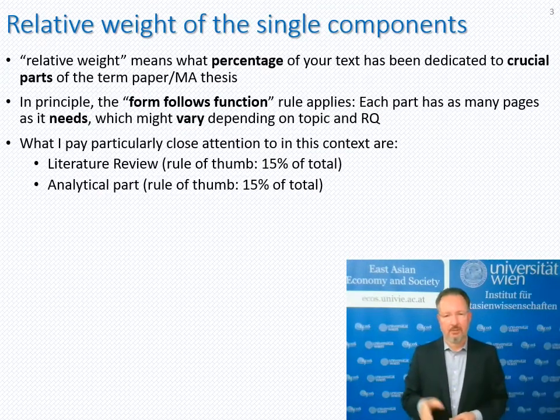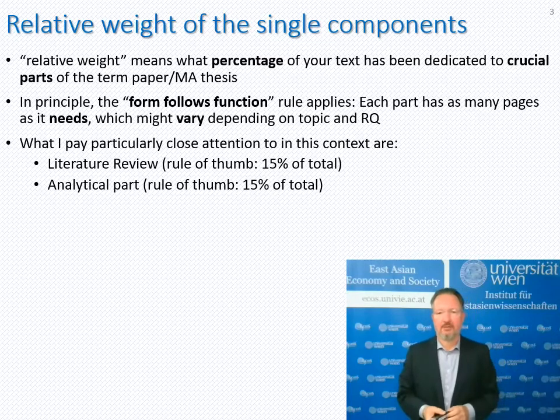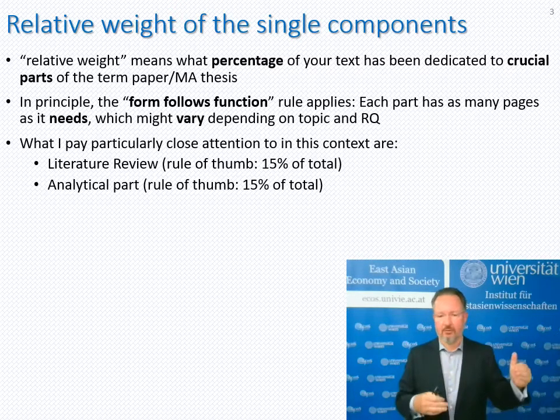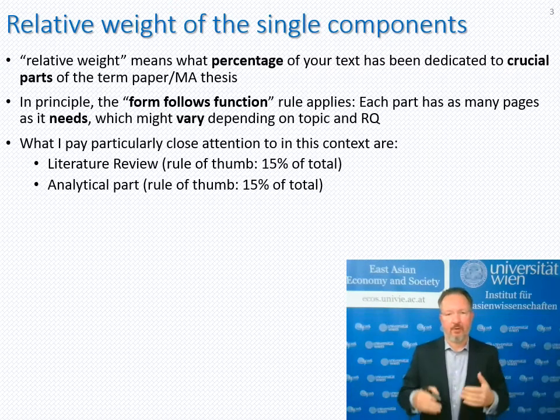So let's start with the relative weight of the single components. Relative weight means, well, in principle, what percentage of your text has been dedicated to certain crucial parts of your term paper. So it's not like, for this structure that I was showing you in the previous lectures, I have a clear idea on every single one of them. But in particular, two really matter, and I outlined this here. In principle, the whole logic behind this is form follows function.